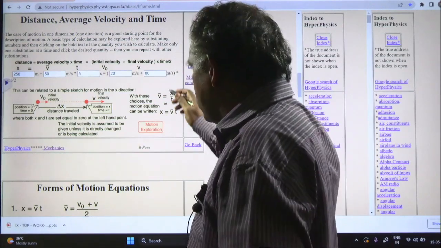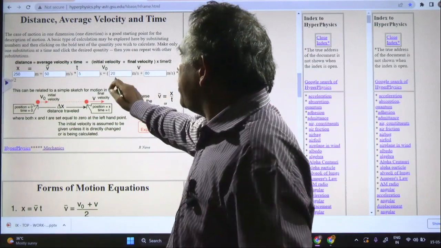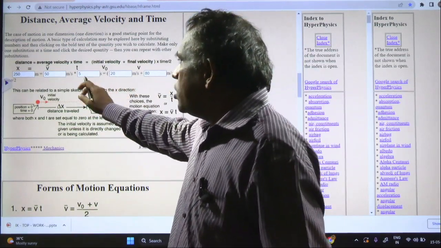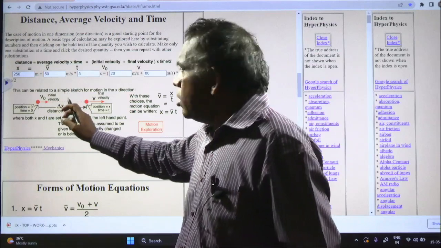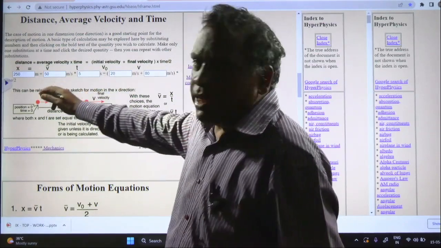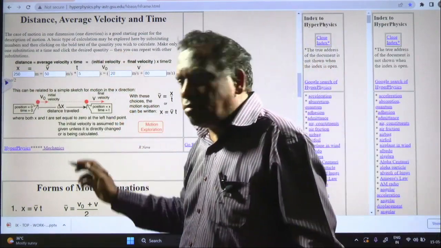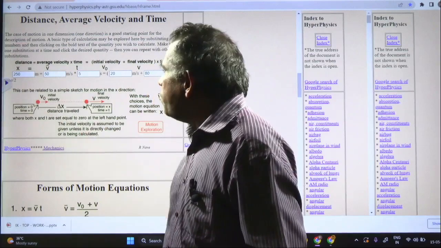You can calculate acceleration: 80 minus 20 is 60, by 5, so 12 is the acceleration. With 12, if you calculate displacement, it is (v square minus v naught square) upon 2a. So then you calculate, and you are going to get 250 meters.